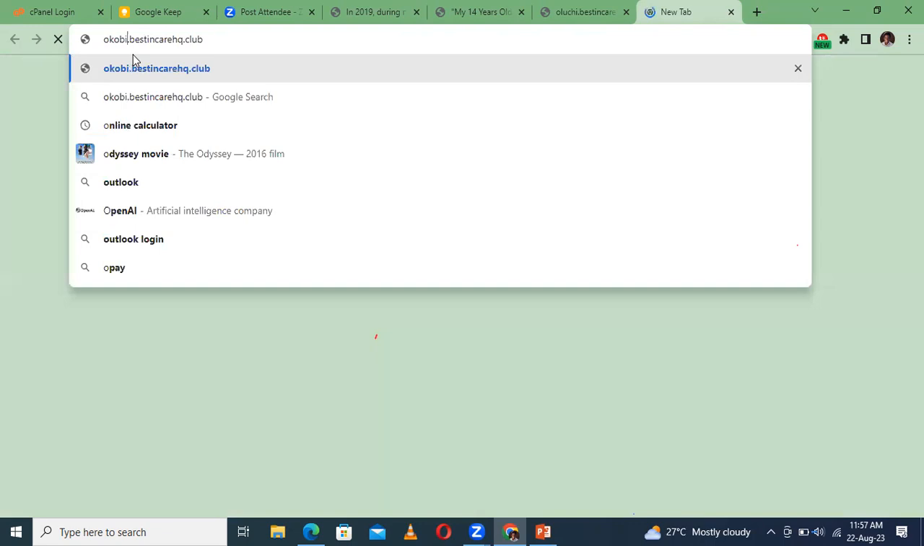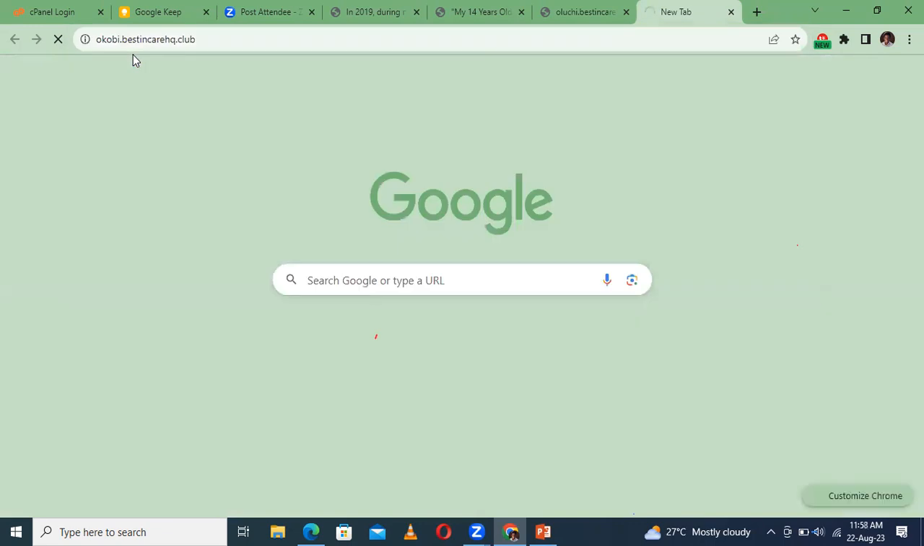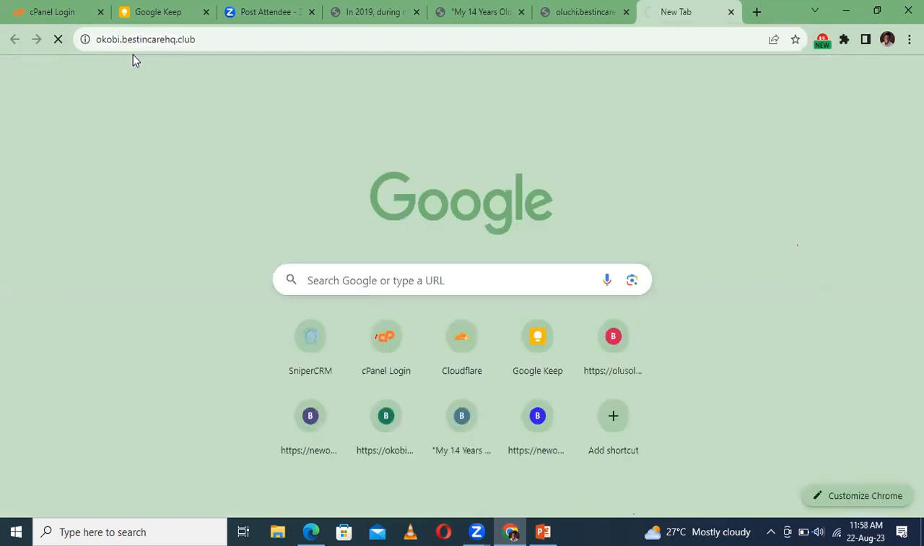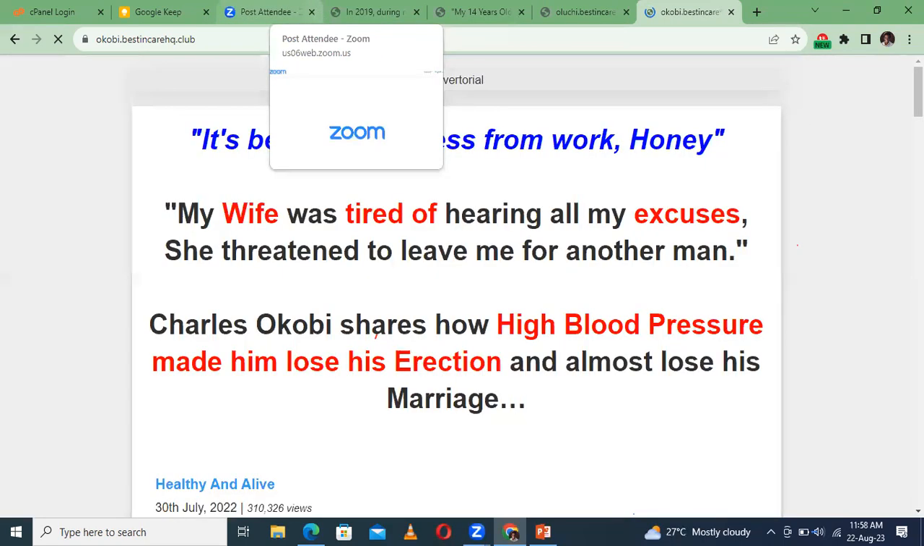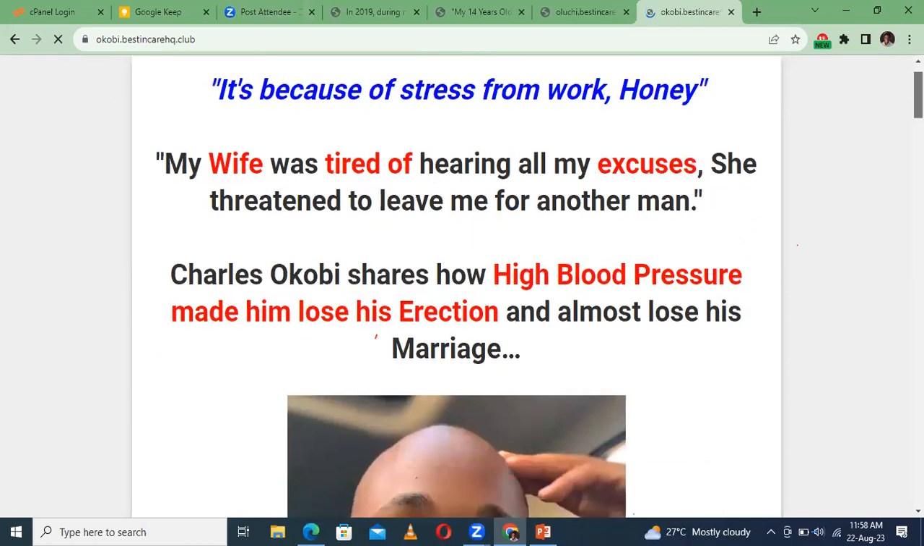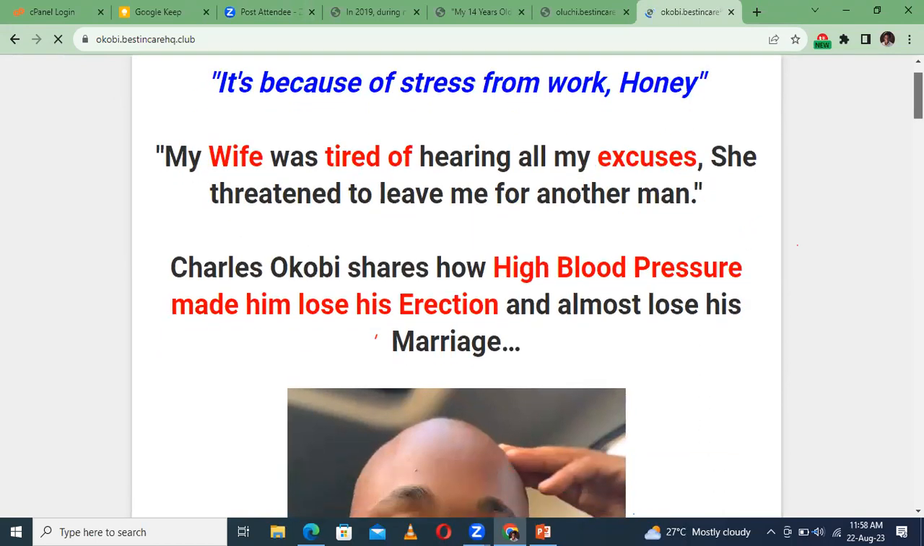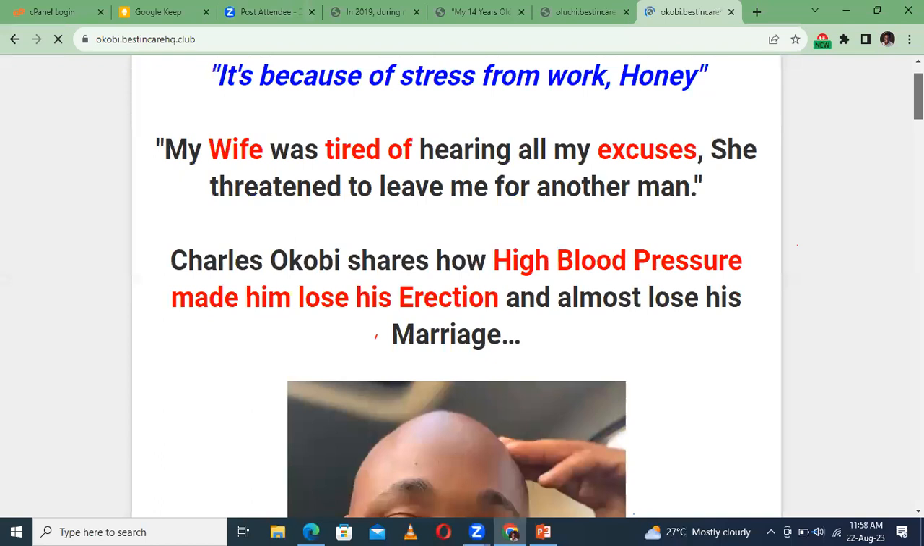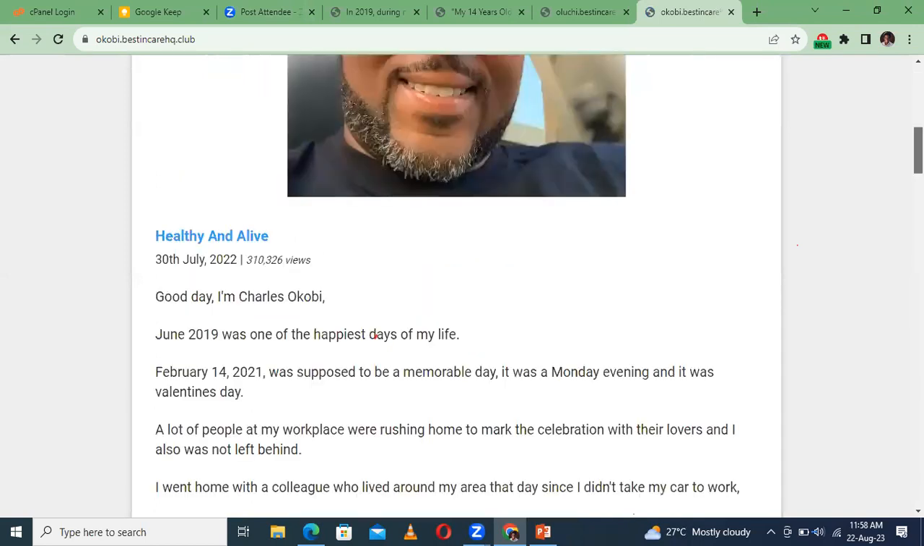Let me just load it up. This one, what presale is that? I don't remember the names of my other presales. Look at this one too. This one was a sales copy for diabetes. Look at the headline. This is also another one. You can analyze this one on your own.